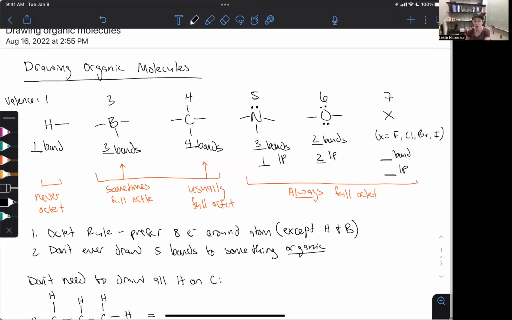And then my halogens, I've got 7 valence electrons, so I only need 1 more electron. So that's going to be 1 bond, and then leaving me with 6 electrons as 3 lone pairs.